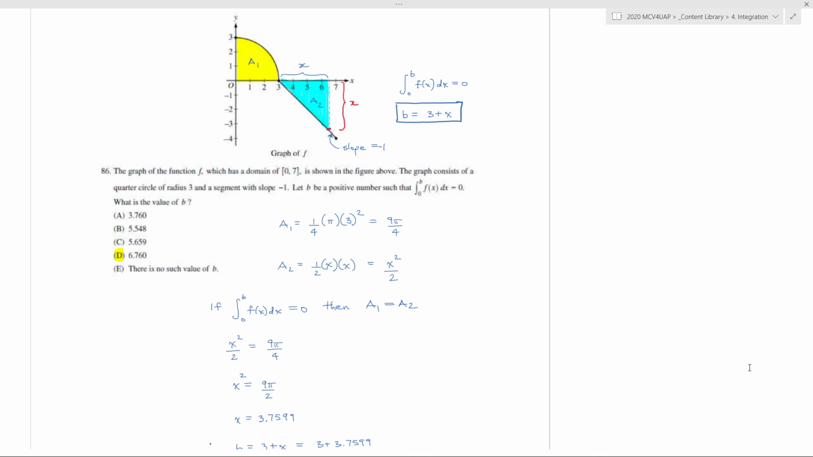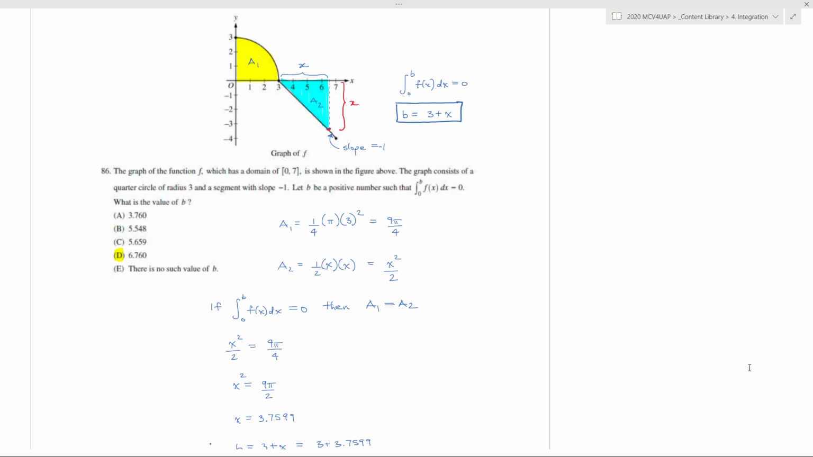Okay, b has to be positive, such that if you integrated from 0 to b, and now if b is positive, that means you can only integrate towards the right. So starting at 0 and moving towards the right. We don't know what b is. Our job is to find b, such that if I integrated from 0 to some value b, the value of that integral has to be 0. What is the value of b? In other words, find b.